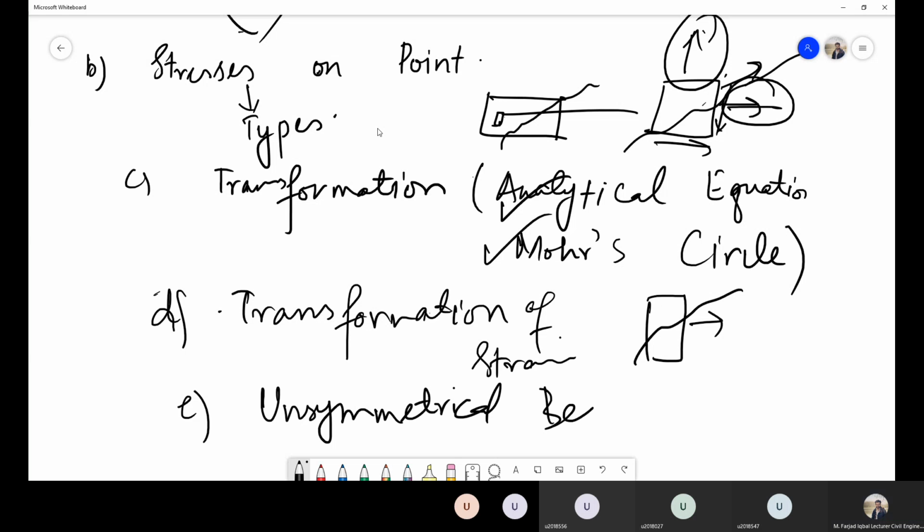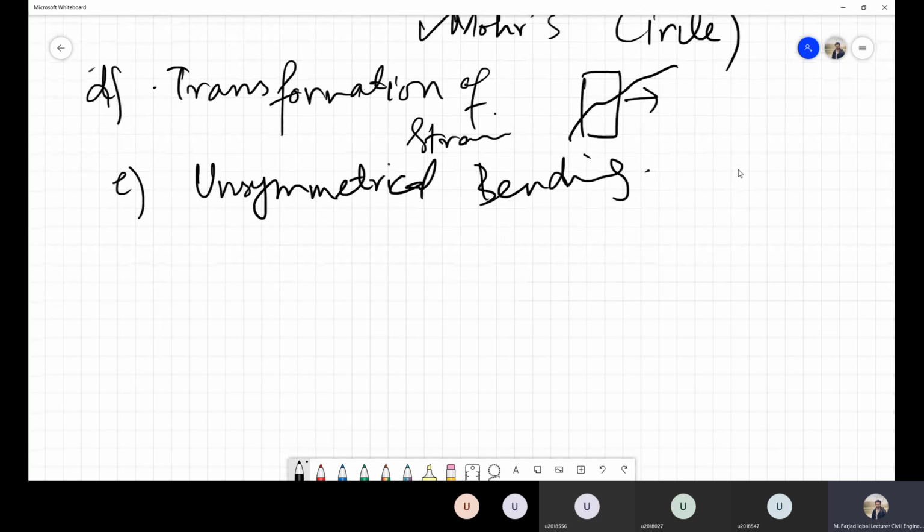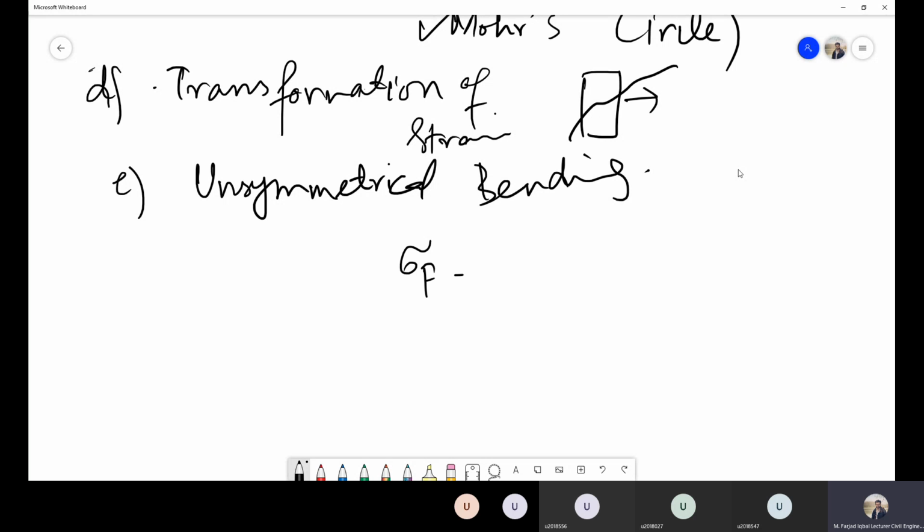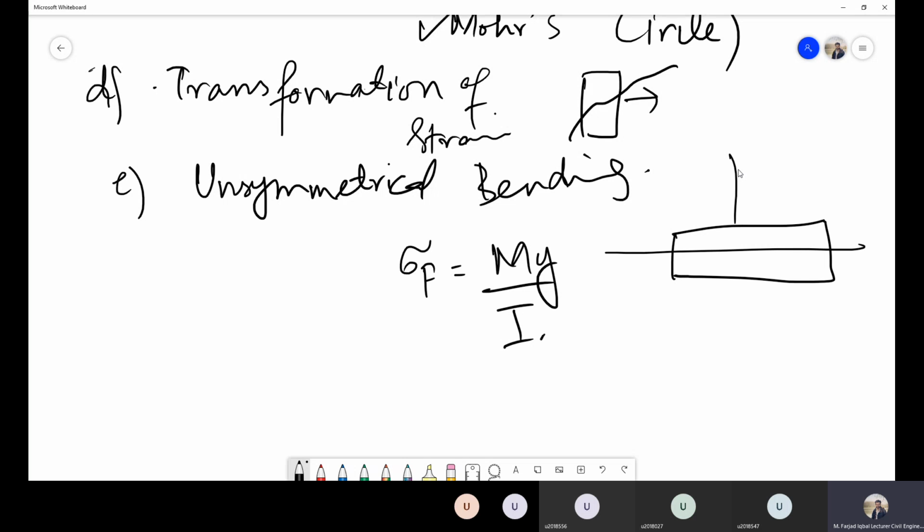Up till now, we have been studying symmetrical bending. If you remember, you have studied the flexural formula, sigma f is equal to My over I. This formula is applicable when the loads acting on the beam are exactly vertical or at 90 degrees to the principal axis, or the central axis. Now, if the loads are acting at some orientation, then the deflection is not only in one direction. The deflection will also be in the x plane and also in the y plane.